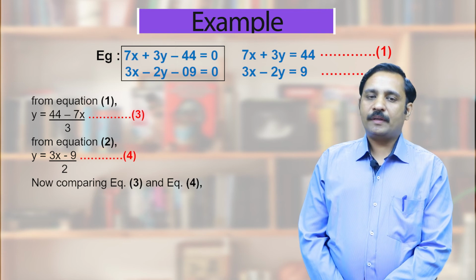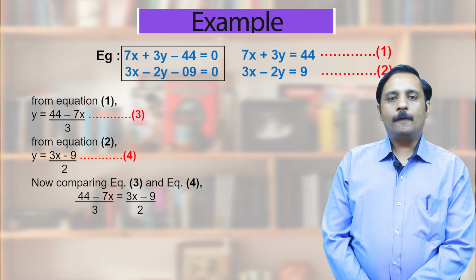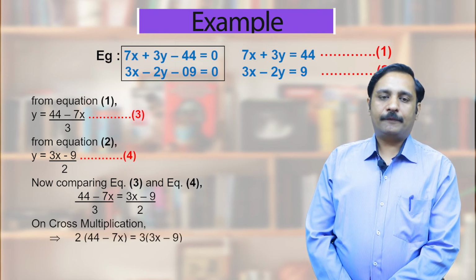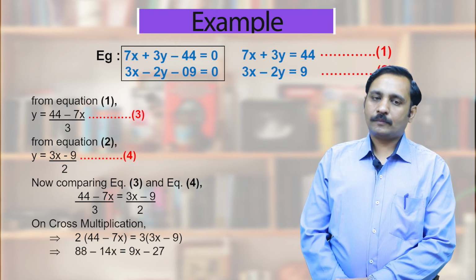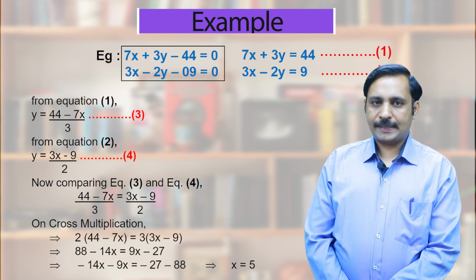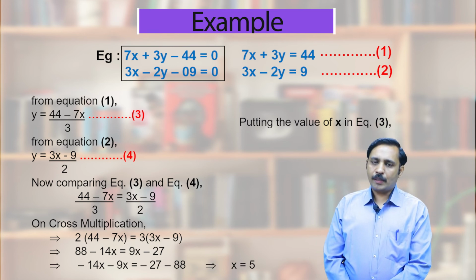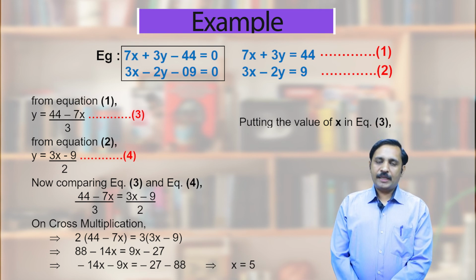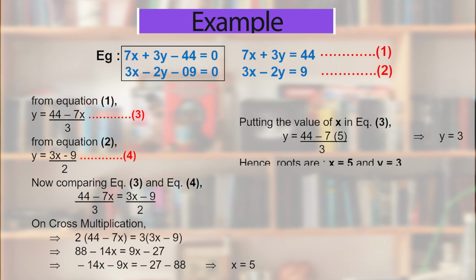Now comparing equation number 3 and equation number 4, we have (44 minus 7x) upon 3 is equal to (3x minus 9) upon 2. On cross multiplication and further solution, we have 2 times (44 minus 7x) is equal to 3 times (3x minus 9). On solving further, we get the value of x as 5. Now I put this value of x in equation number 3. You can put it in any of the equations to get the value of the other variable. Putting the value of x in equation number 3, we can calculate the value of y. Here y is equal to 3. Hence the roots of this equation are x is equal to 5 and y is equal to 3.